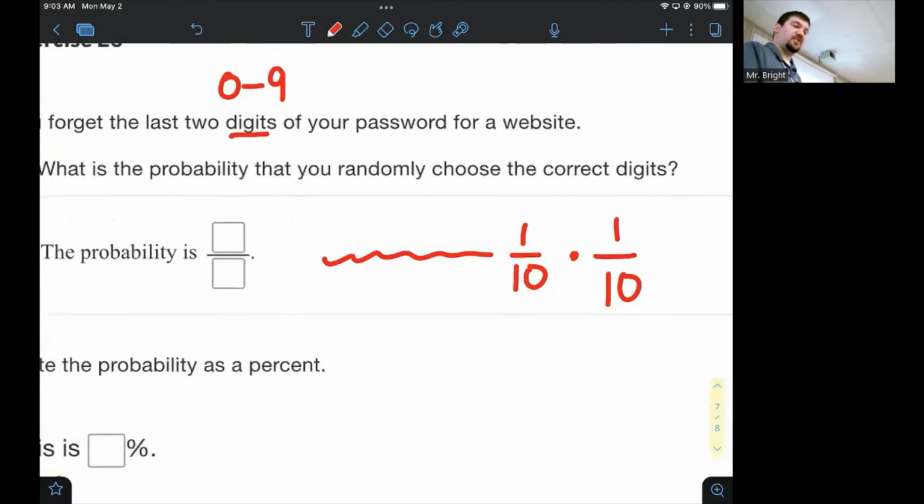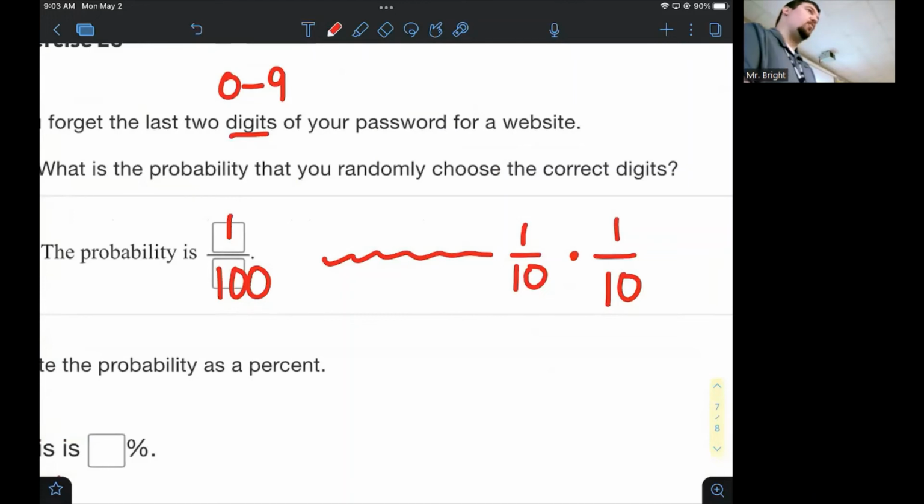So if you have 1/10 chance of getting the first of those digits correct, and then a 1/10 chance of getting the second of those digits correct, what's 1 times 1? And 10 times 10? You have a 1 out of 100 chance of getting both of them correct. You'd probably be locked out.